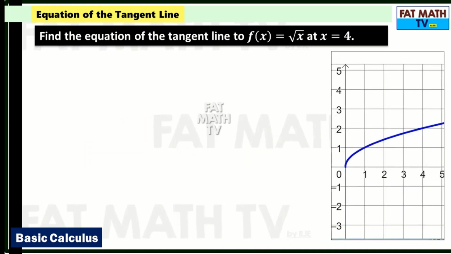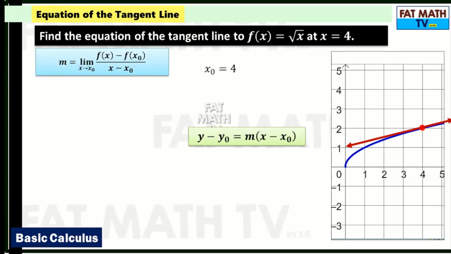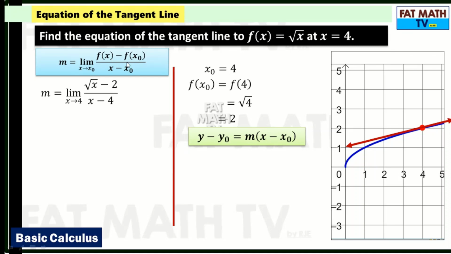Okay, another example. We have the same equation, but this time at a different point, at x equals 4. So x equals 4 is here. Same equation, so the tangent line looks like that. And then solve for y null. So y null is square root of 4. That's 2. And this 2 is what we will use here in this f of x null. So f of x is square root of x minus f of x null, which is 2, over x minus x null.